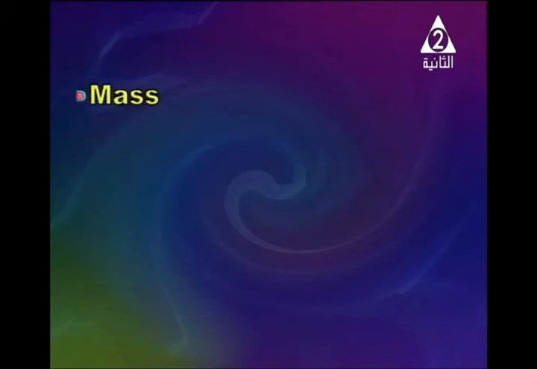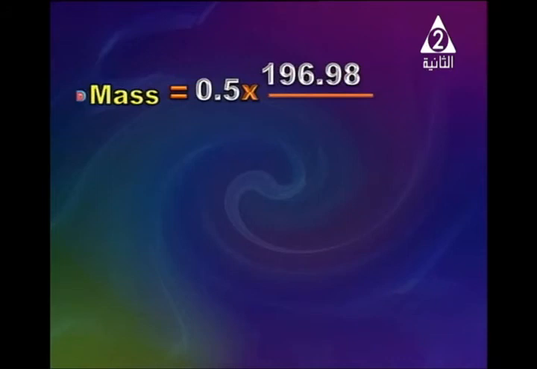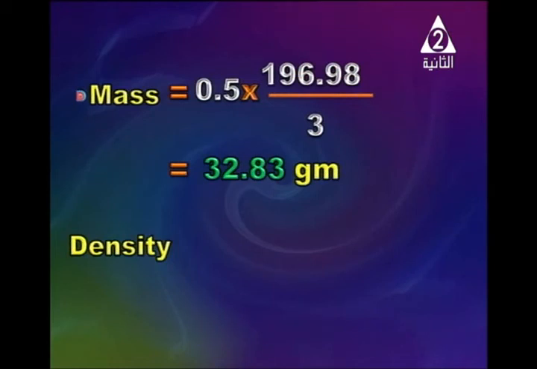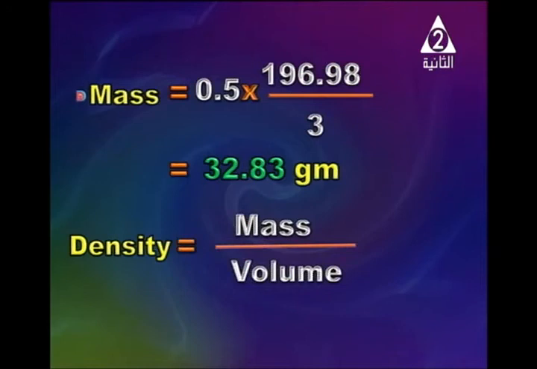First, we can calculate the mass of precipitated gold. The law says that the quantity of electricity in Faraday, which is half a Faraday, times the equivalent mass of the element gold, which is 196.98 divided by its valency, which is 3, as we have a solution of gold 3 chloride. So the mass will be 32.83 gram. Then we have the law of density. Density equals mass divided by the volume. We have the density and we have the mass.